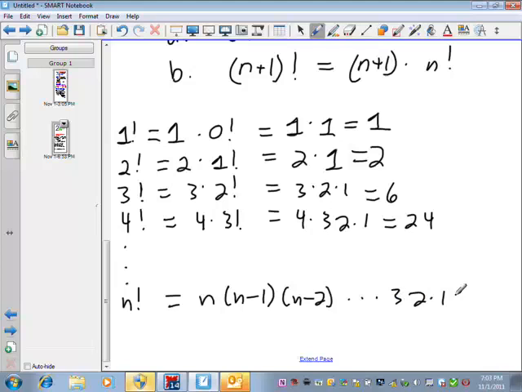Say it again. What is which one? This line here? Oh, it's just a generalization. If you want to know n factorial, you'll take n times n minus 1 times n minus 2. So if you have 100 factorial, it's 100 times 99 times 98 times 97, that's 3 times 2 times 1.